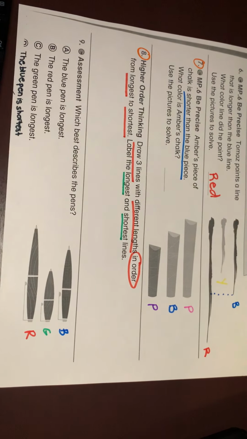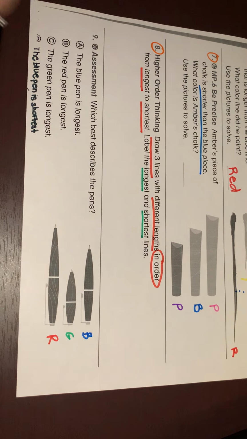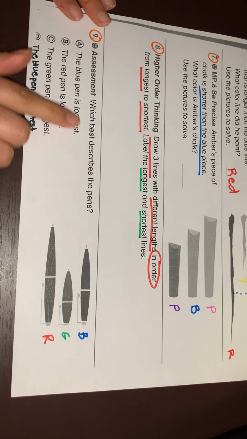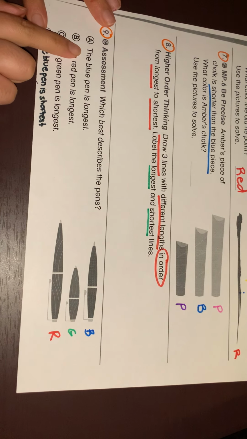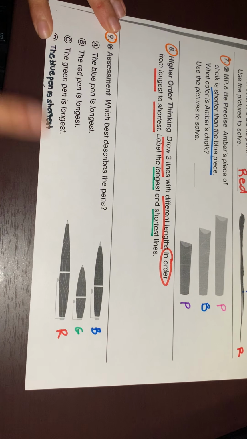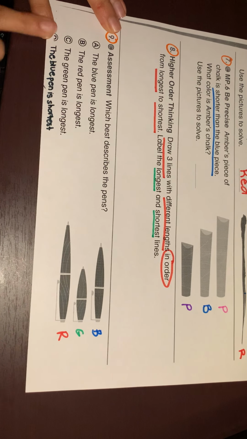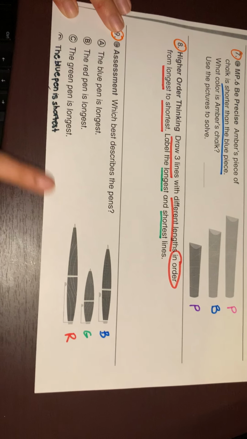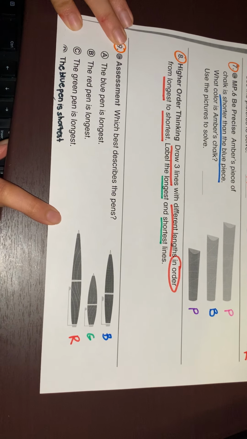longest and shortest. Number 9, which best describes the pens? You're going to do that one on your own as well. The blue pen is longest, the red pen is longest, the green pen is longest, or the blue pen is shortest. Circle the answer that is true. Which best describes the pens?